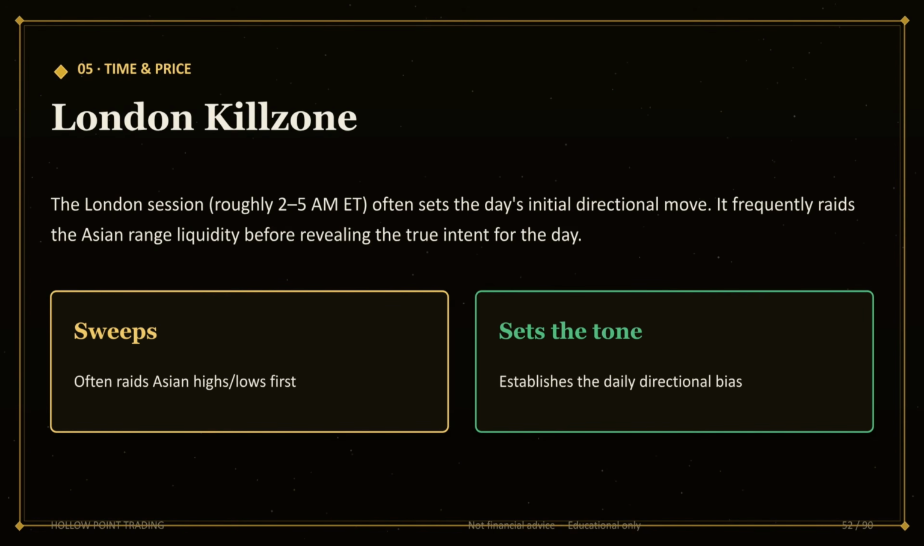The London kill zone, typically between 2 and 5 a.m. Eastern, often sets the initial directional move for the day. It frequently sweeps liquidity from the Asian range before revealing the market's true intent.